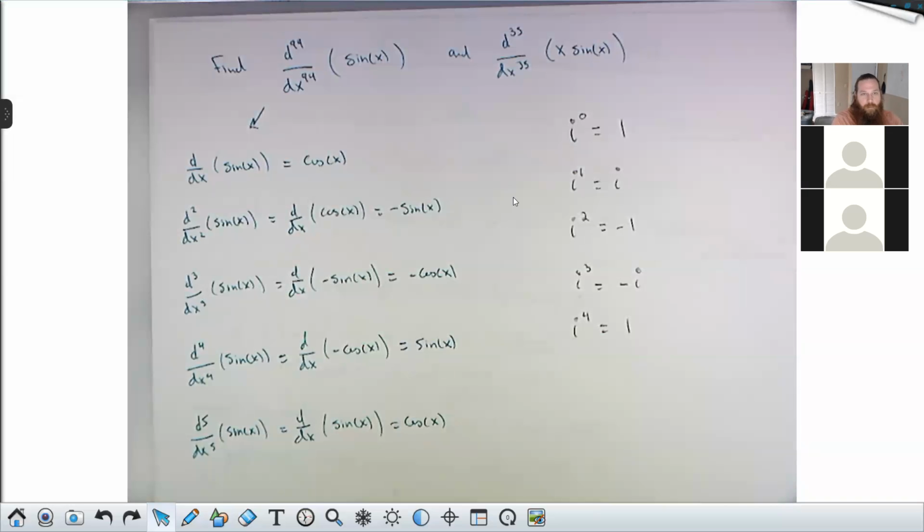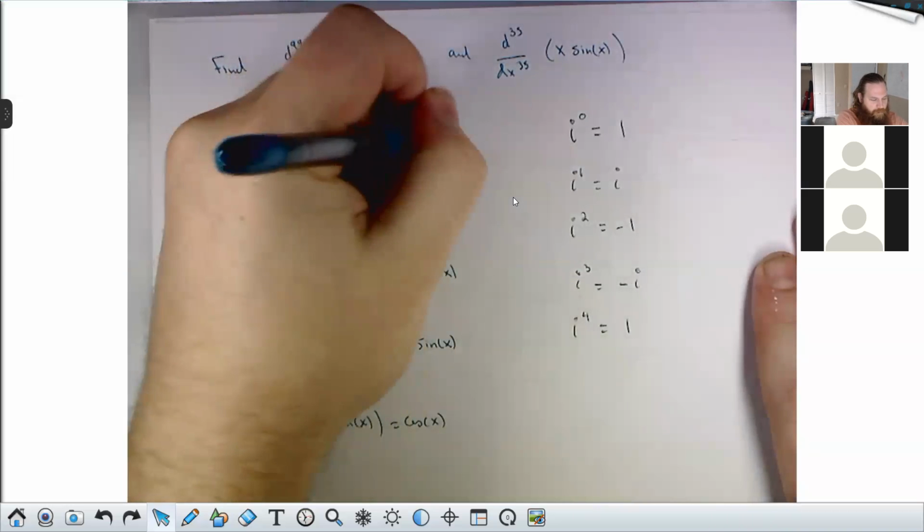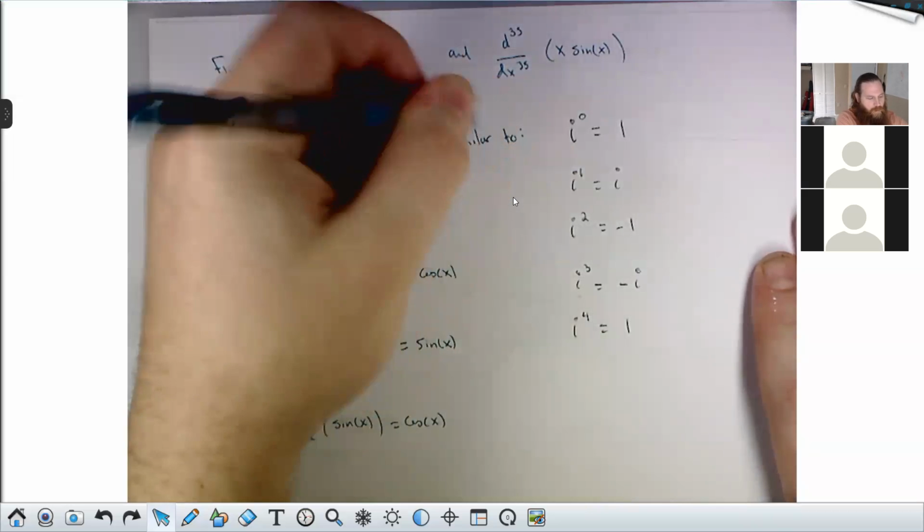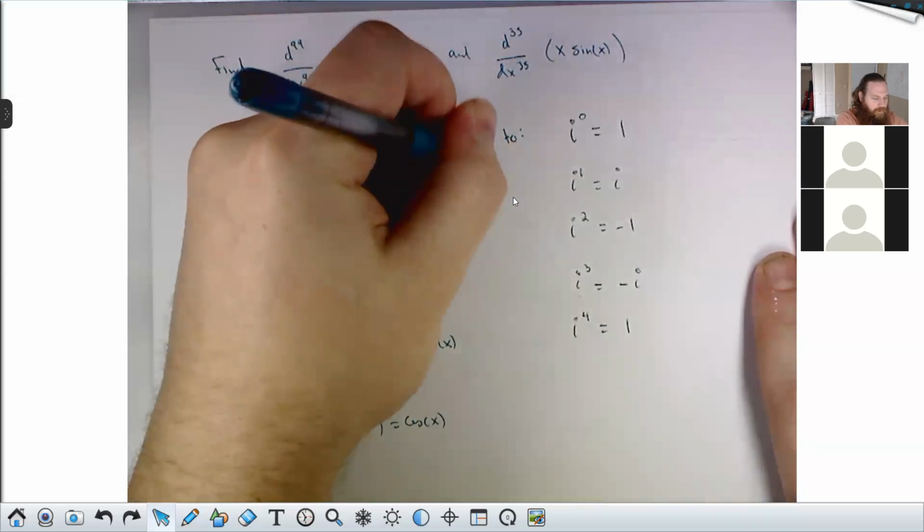There is a really deep connection between derivatives of the sine function and powers of i. It's a consequence of something called Euler's formula, which I'll be able to prove for you at the end of Calc 2. So I'll just say this is similar to powers of i.